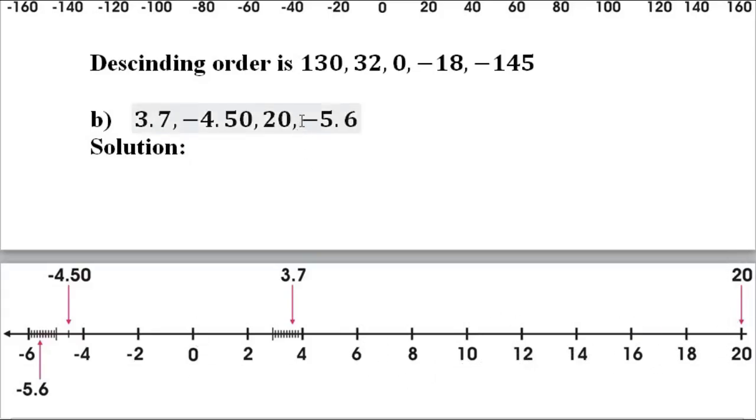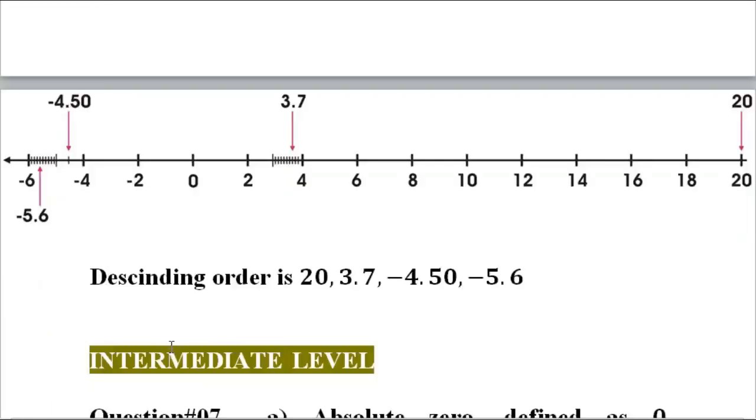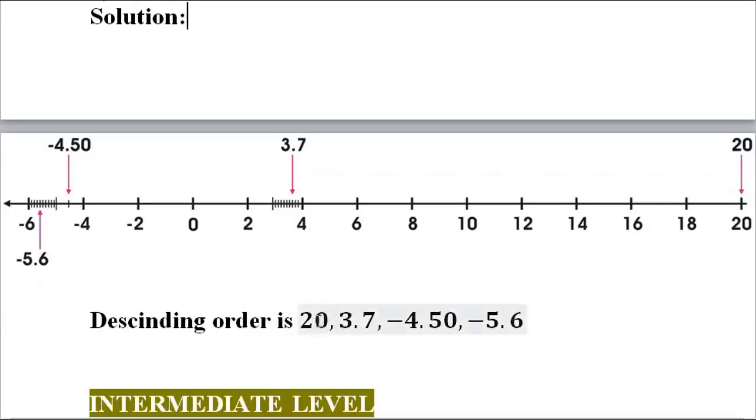The fourth number is negative 5.6. To illustrate this number, I will divide the space between negative 5 and negative 6 into 10 equal parts. The small division number 6 will illustrate negative 5.6. Therefore, the descending order is positive 20, positive 3.7, negative 4.50, and negative 5.6.